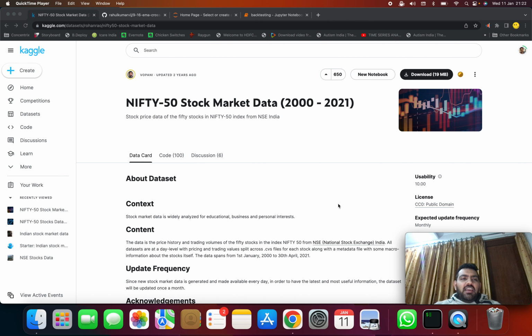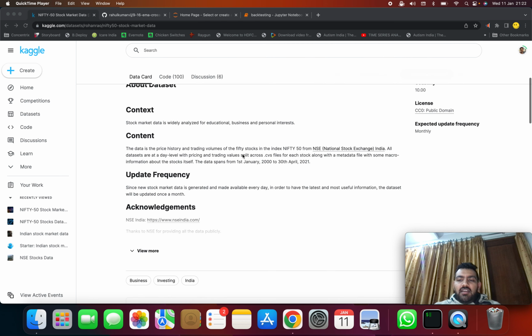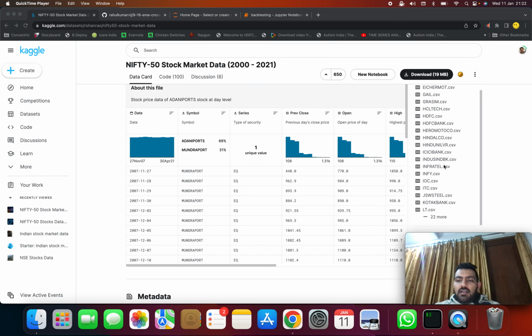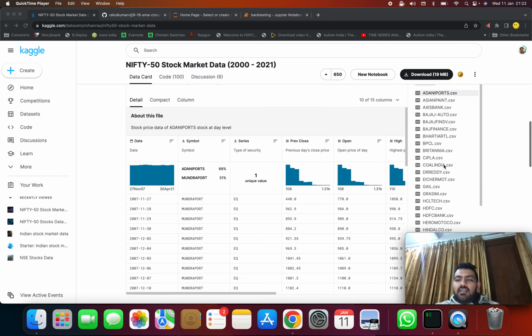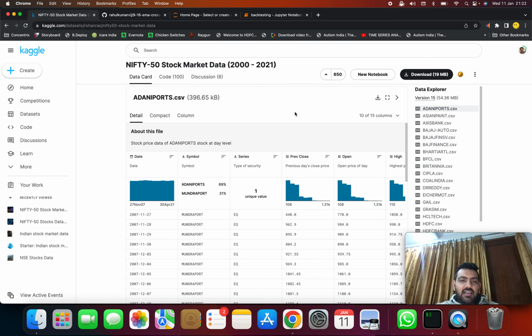Okay, so I'm taking 20 years of data of Nifty 50. I've taken all the 50 stocks, and it also contains the Nifty 50 data, so there are a total of 51 files.